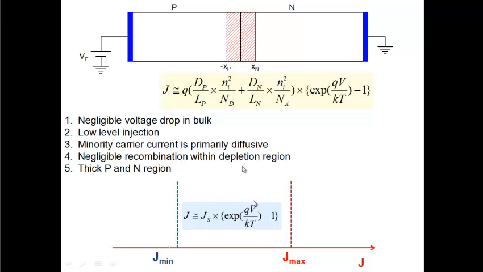This is the one: negligible recombination within the depletion region. It defines the lower limit here. As you go to lower current values, you find that recombination within the depletion region becomes more significant, and you can't ignore it. So let's look at this particular term in a little more detail: recombination within the depletion region.